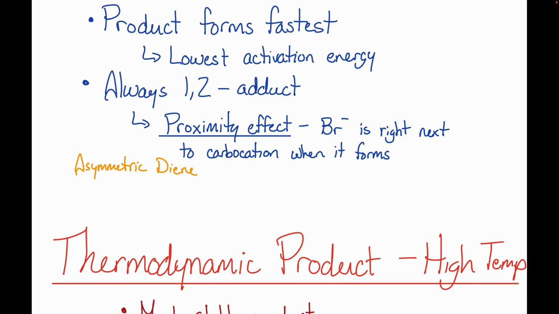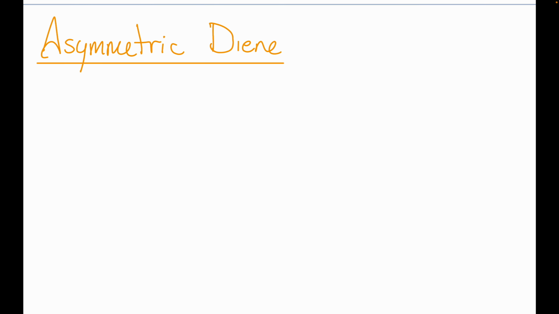All right, so let's just do an example here of an asymmetric diene. All right, so like this guy here. So now we're going to throw a methyl group on there. 2-methyl-1,3-butadiene.